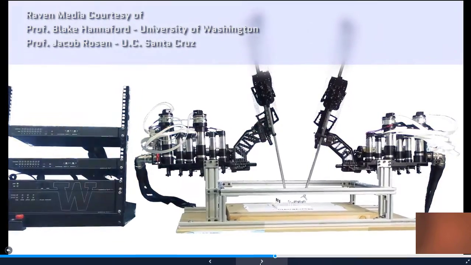Now, the future for robotic surgery is wide open. Just take a look at what people have created with the Raven line.